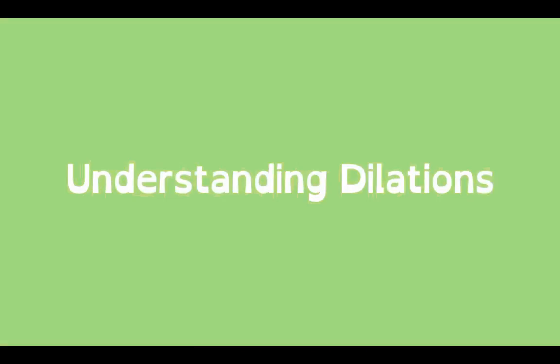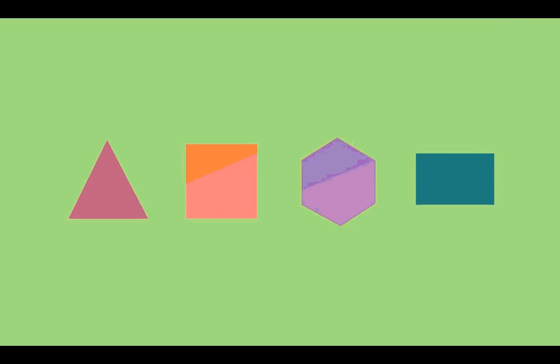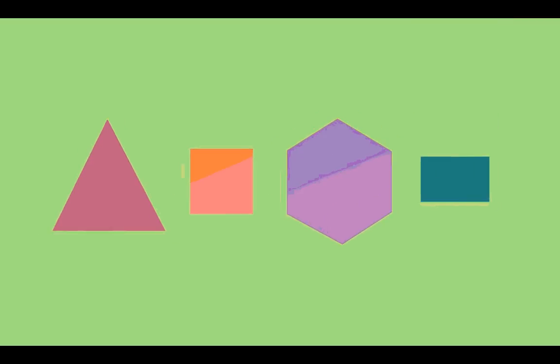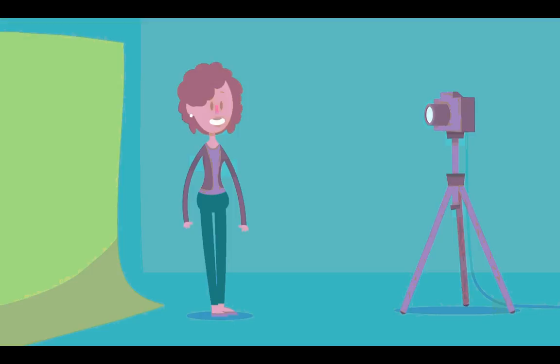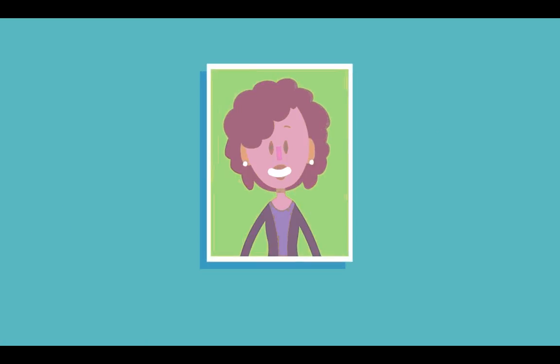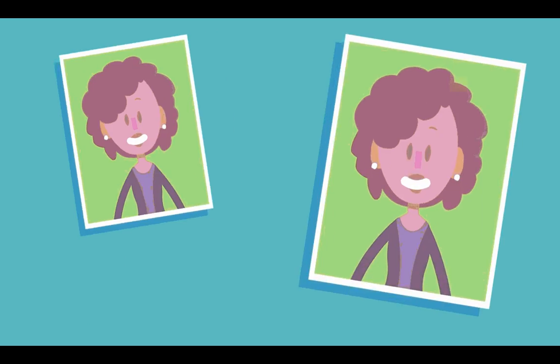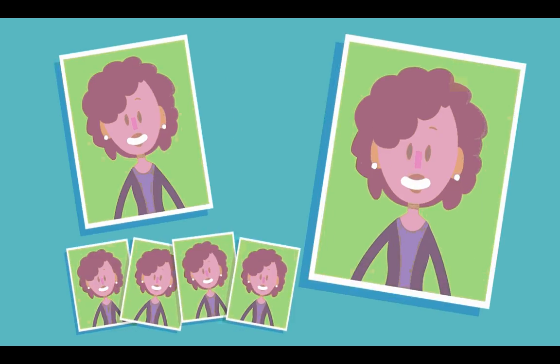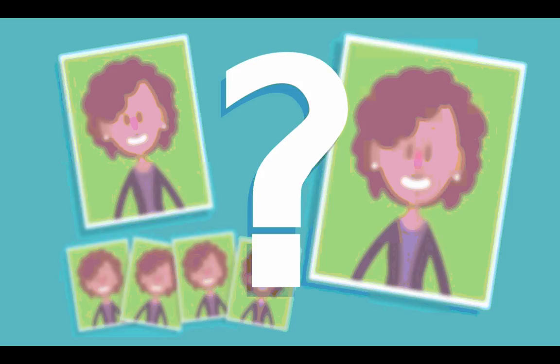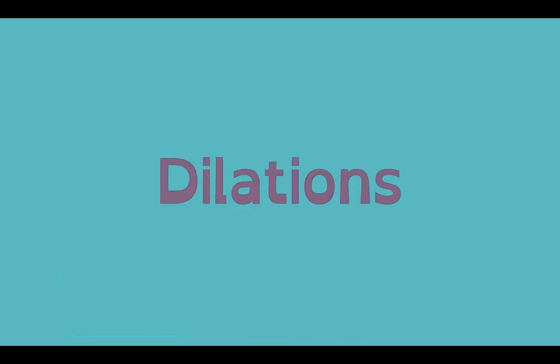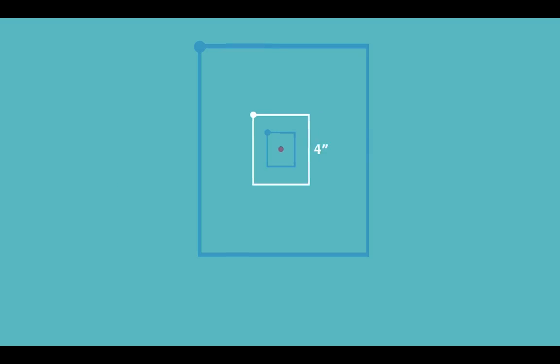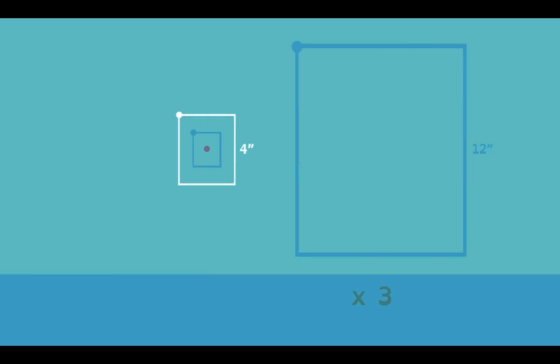Understanding dilations. In math, dilation refers to the process of making a polygon larger or smaller without changing its shape. It's picture day. Kate chooses the package with one photo for her parents, a larger one for her grandparents, and smaller photos for her friends. How can photographers print one photo in different sizes? Dilations. Dilation is where a two-dimensional shape grows or shrinks proportionally from a point called the center of dilation. Here we tripled the original rectangle. And here we divided it in half.